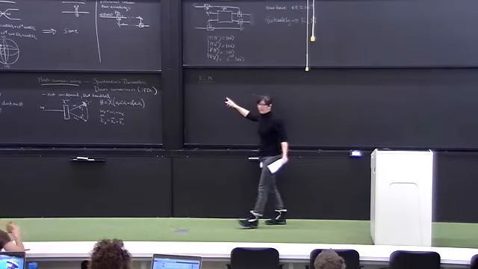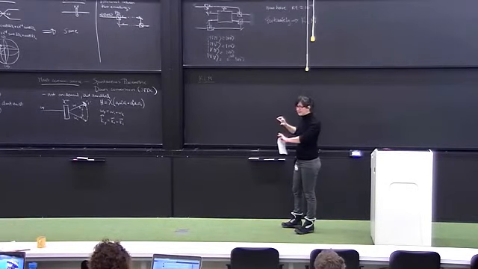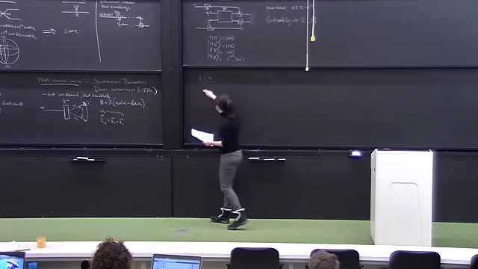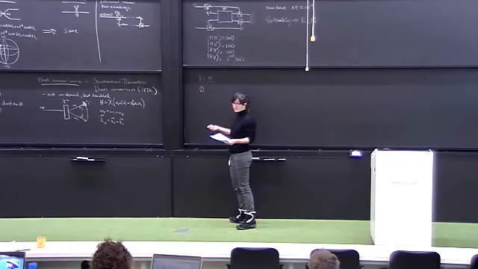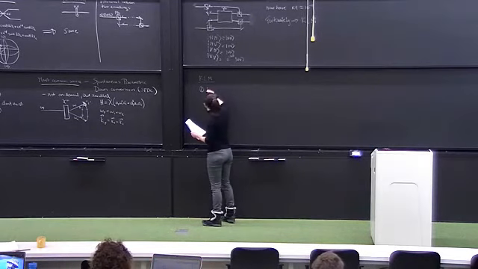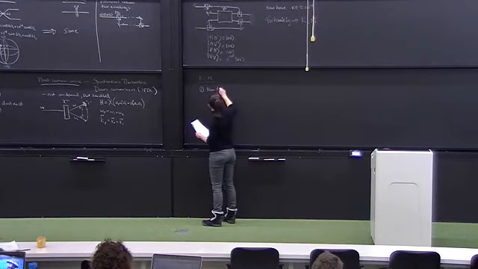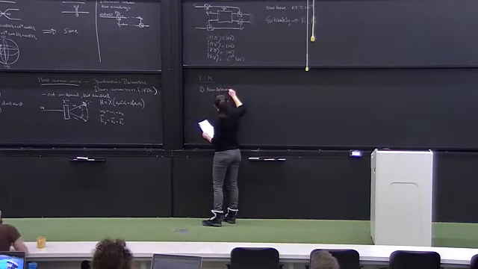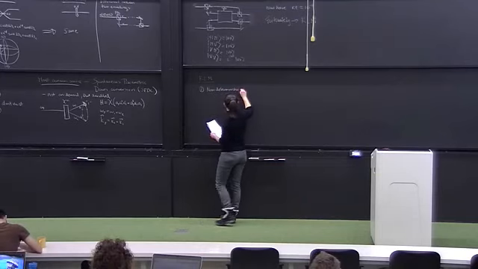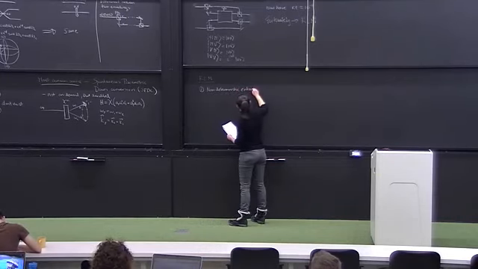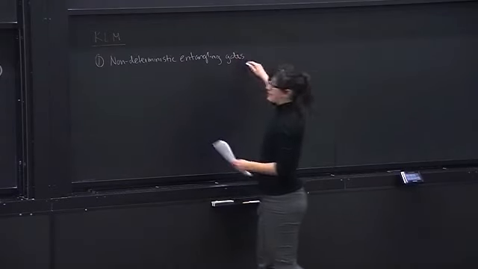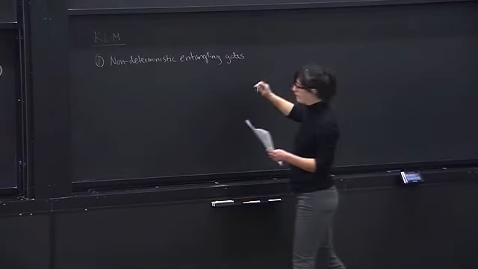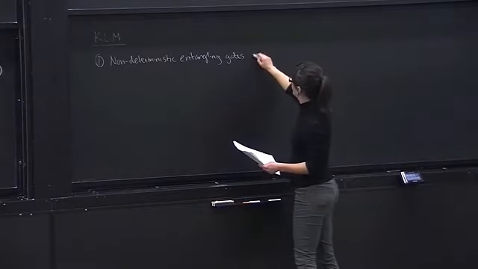So the actual KLM paper had 3 important bits in it. The first one was that they showed us how we could make non-deterministic entangling gates using linear optics.